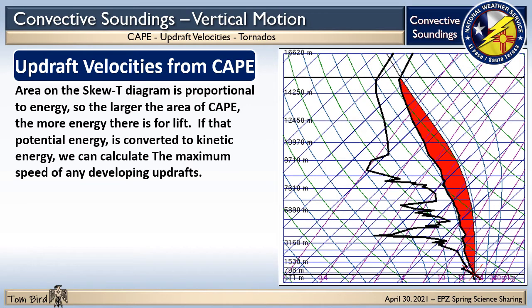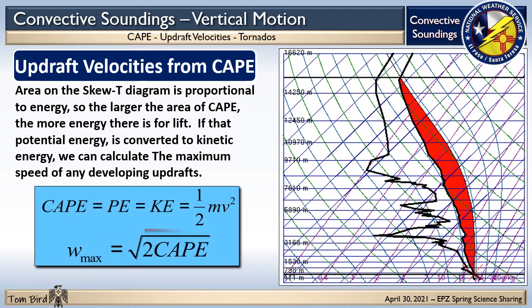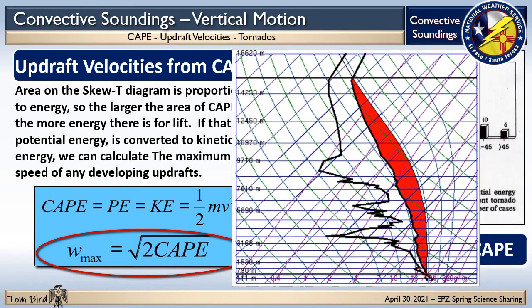There is a way to kind of figure out what you think your updraft velocities will be by looking at CAPE, because as we said earlier, this integration of CAPE is basically proportional to energy. So the larger the CAPE, the more energy you have, so the stronger the rising motions will be. So you take that potential energy, and if you convert that to kinetic energy with upward motion in the atmosphere, you can get the maximum speeds. And basically it's a very easy calculation. If you know your CAPE, it's basically the square root of twice the CAPE to get your maximum updraft velocities.